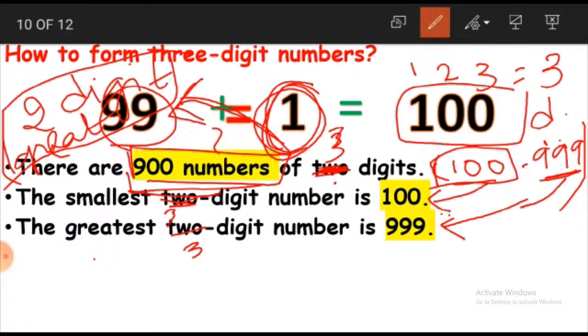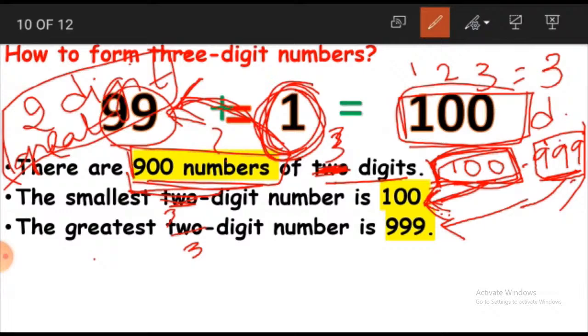We got this 3-digit number by adding 1 to the greatest 2-digit number. And there are 900 numbers of 3 digits which start from 100 and end at 999, which makes 100 the smallest 3-digit number, and 999 the greatest 3-digit number.